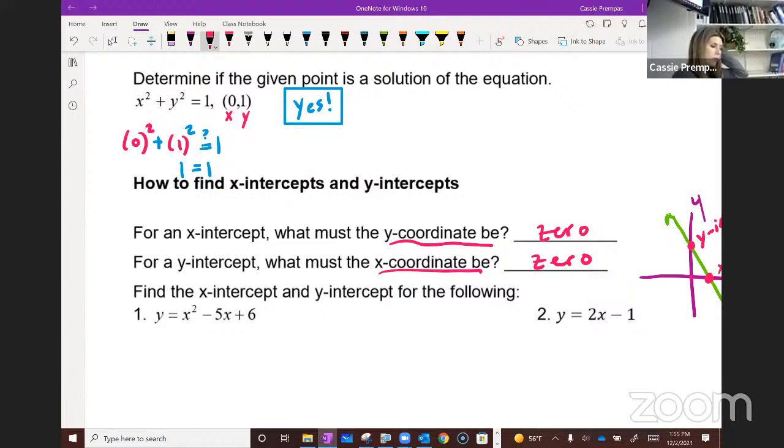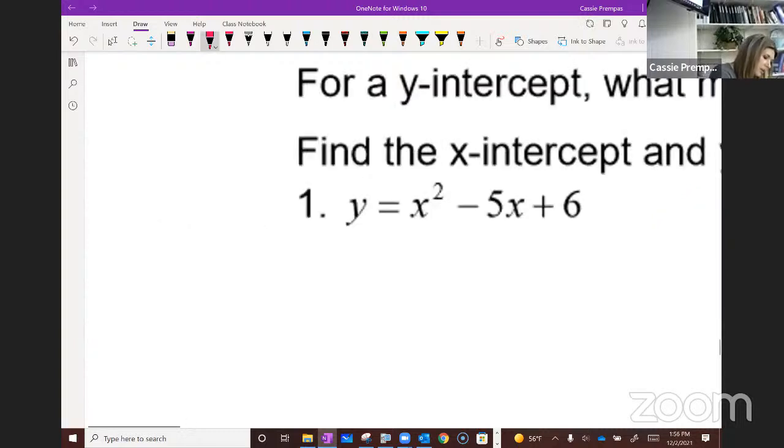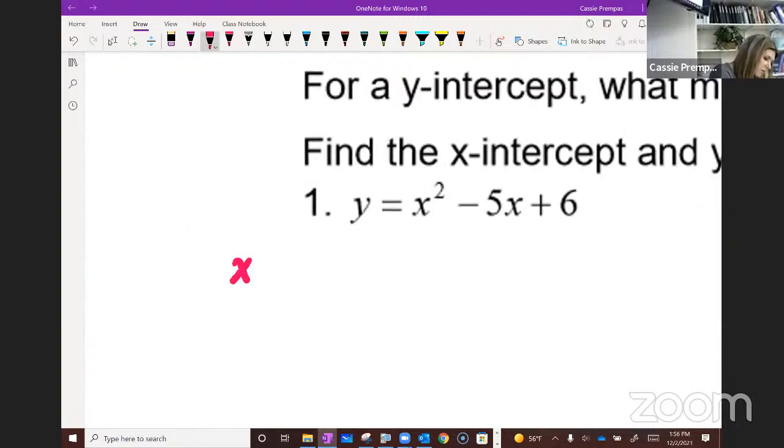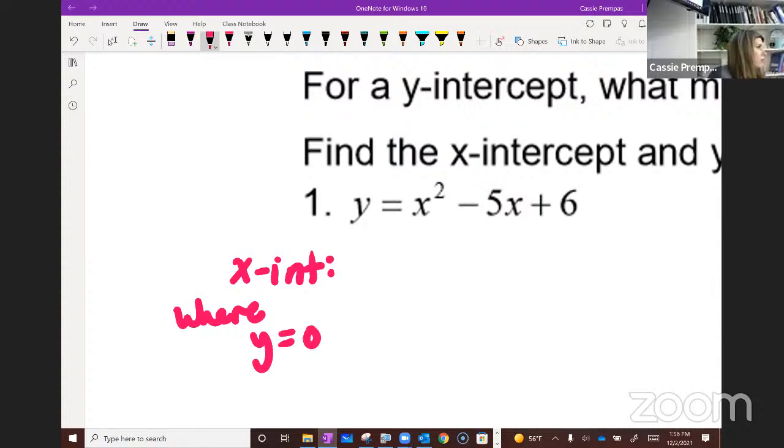So let's use that information to solve for number 1 and 2. Find the x-intercept and the y-intercept for the following. So number 1, if I'm finding the x-intercept, I know the x-intercept is where the y is equal to 0. So I would plug in y as 0, and I'm going to solve for x.